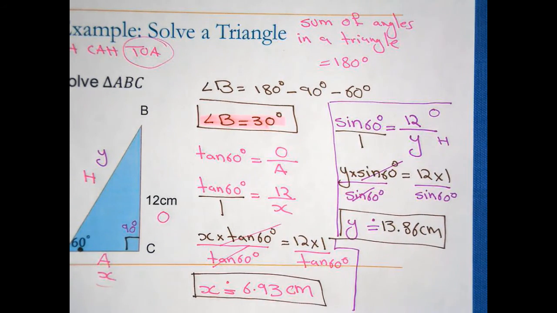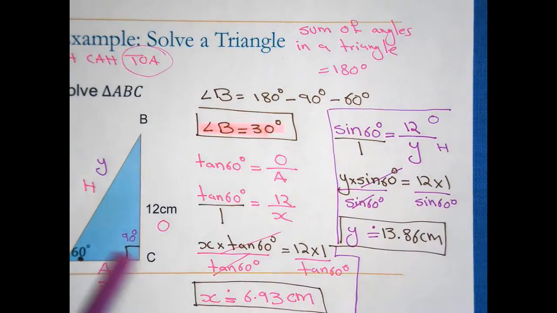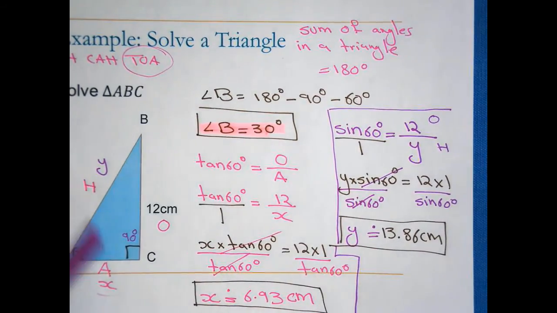And now we have solved our triangle because all the unknown measures are found. We had two unknown sides that we found, x and y we call them, and we had one unknown angle that we found.